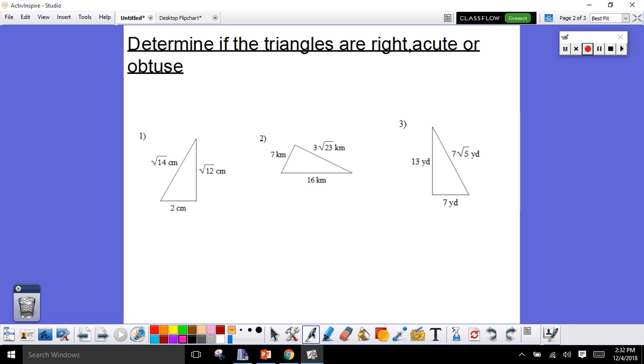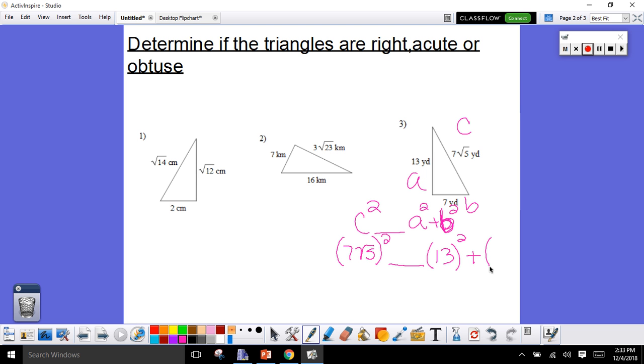So I'm going to label my problem with A, B, and C. We get our equation c squared space a squared plus b squared. The next step is going to be to substitute. So instead of c, I put 7 square root of 5, close parentheses, and squared. We leave our space. Instead of a, I use the number 13, squared because the formula says to square. Instead of the b, I use the 7 and squared.